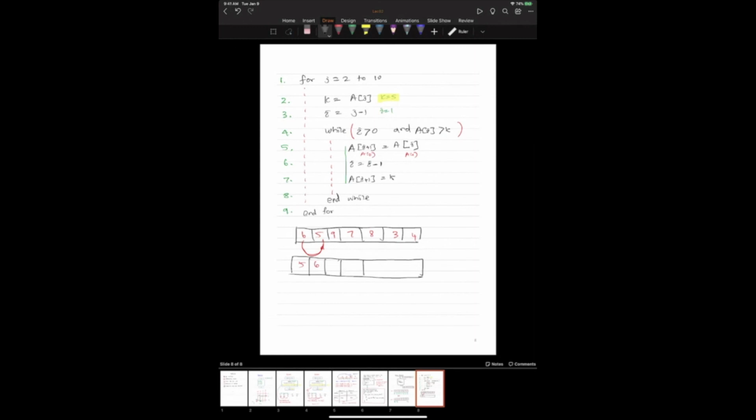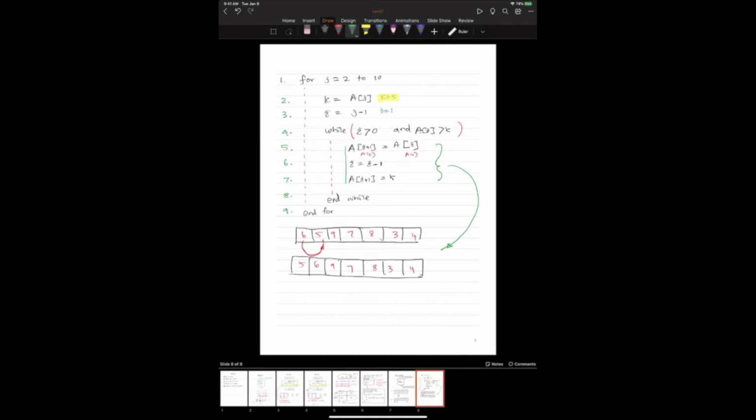Nothing after that is going to change. 5, 6, 9, 7, 8, 3, 9. So after the first step, when you execute this, this is what will happen. So let's go back one more time. So I'm going back to the algorithm.